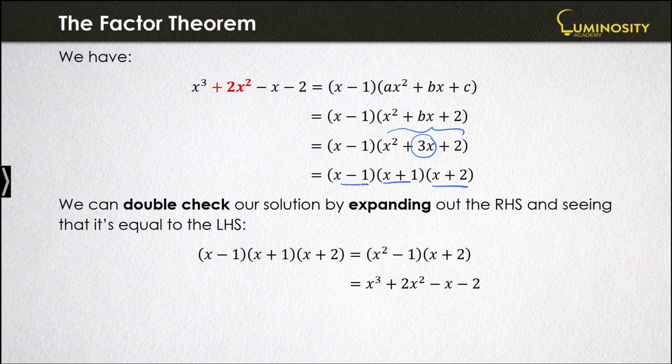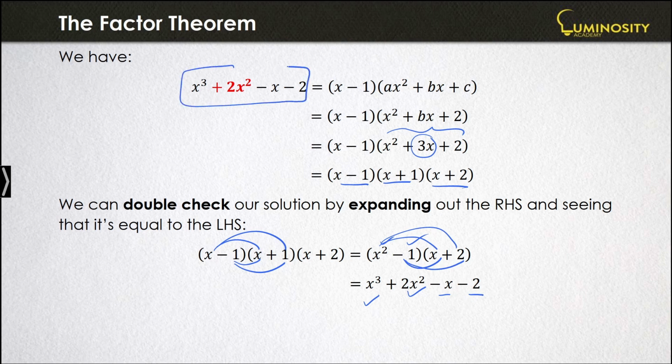And we can double check the solution by expanding it out. x minus 1 times x plus 1 over here, well, that's a difference of 2 squares. So I'm going to get x squared minus 1 times x plus 2. And then x squared times x is x cubed, x squared times 2 is 2x squared, negative 1 times x is negative x, and negative 1 times 2 is negative 2. And that was the original expression that we started off with, the cubic expression.